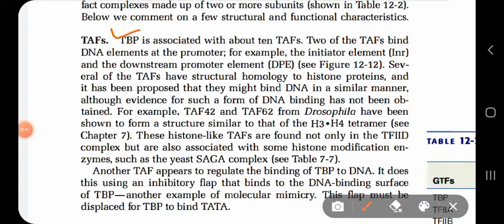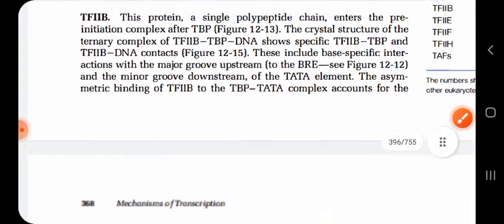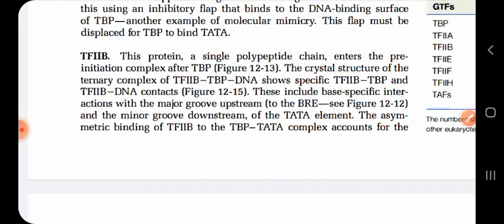From here, you have to study it up to here, and then from here up to here. You can also study this one. This is given as an example actually. That's why I'm not going into this in detail. Next is your TF2B.